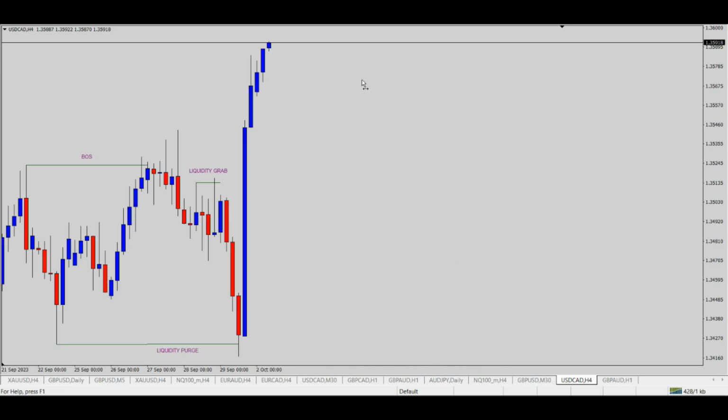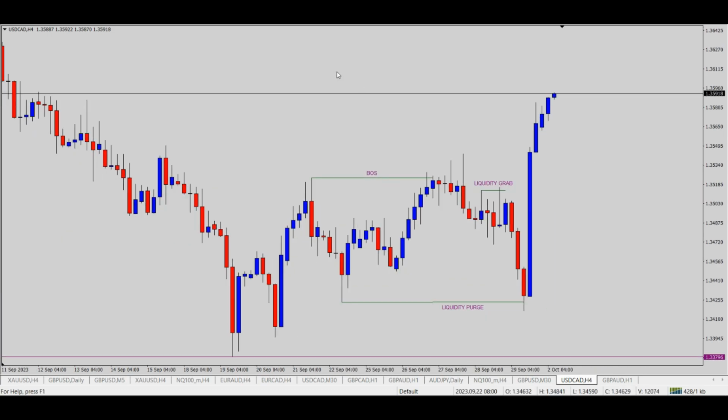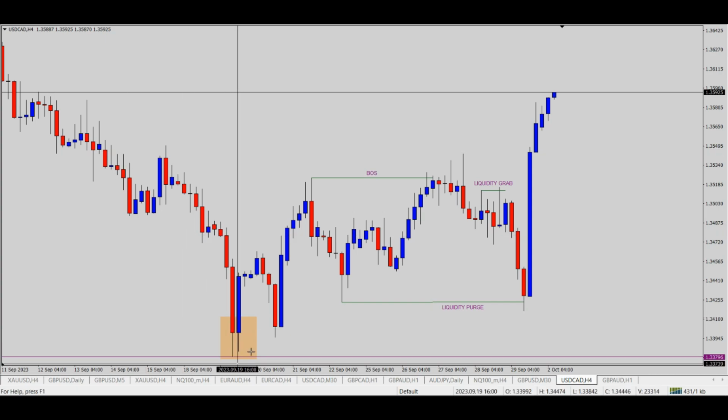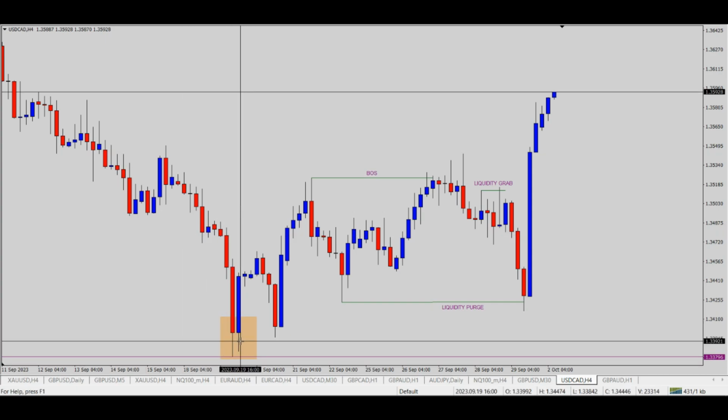But the question is, how could you anticipate this liquidity purge and revert strategy? The first thing I want you to understand is the overall trend, where the trend is coming from. One thing you want to focus on is the point of origin. Here is the point of origin. This is where the whole buy trend started, even from the 4 hours.